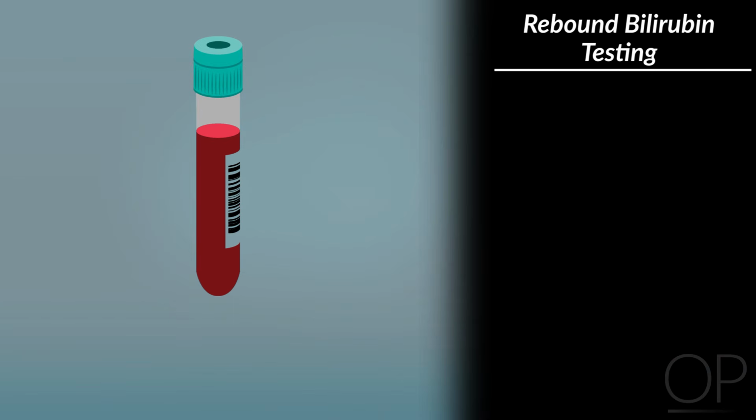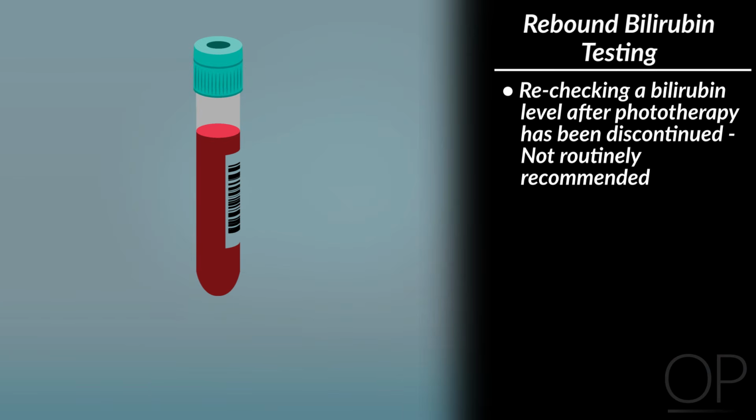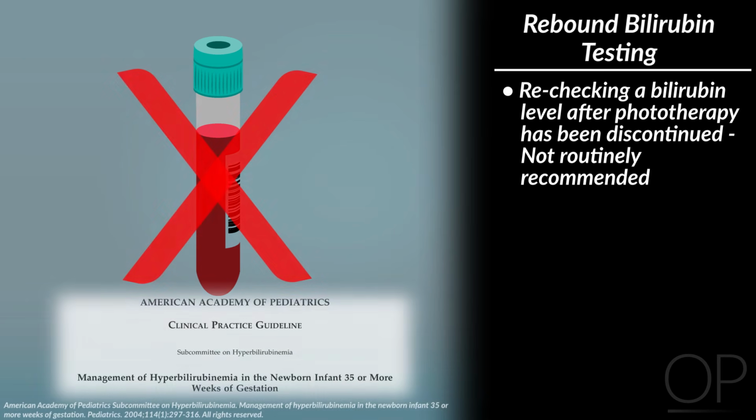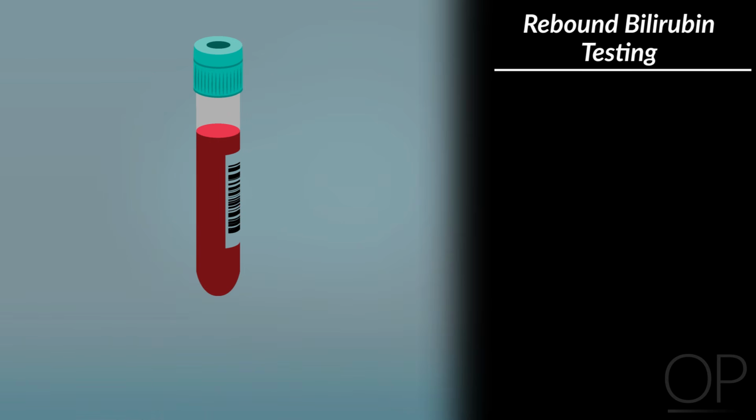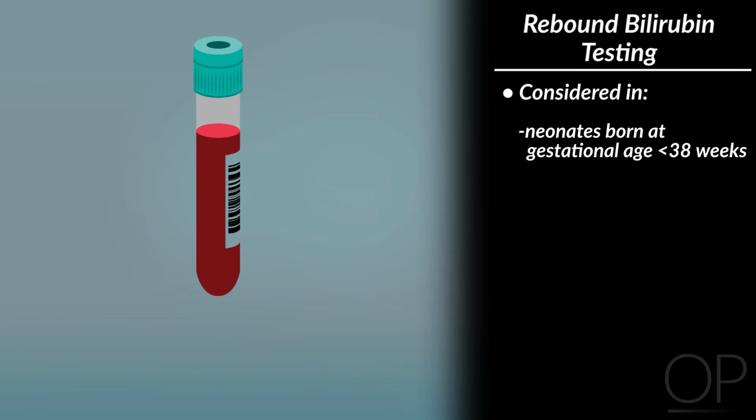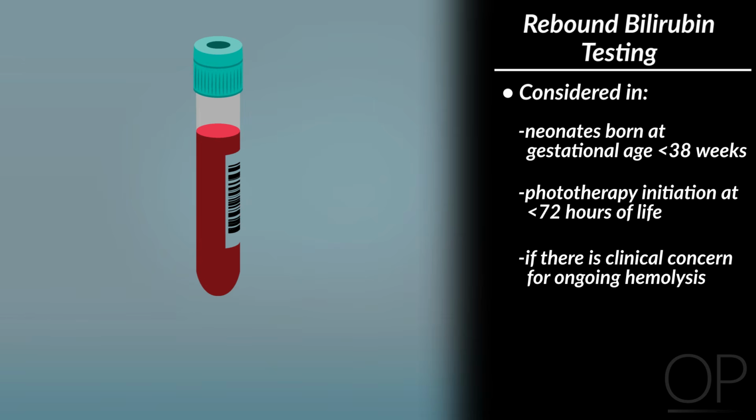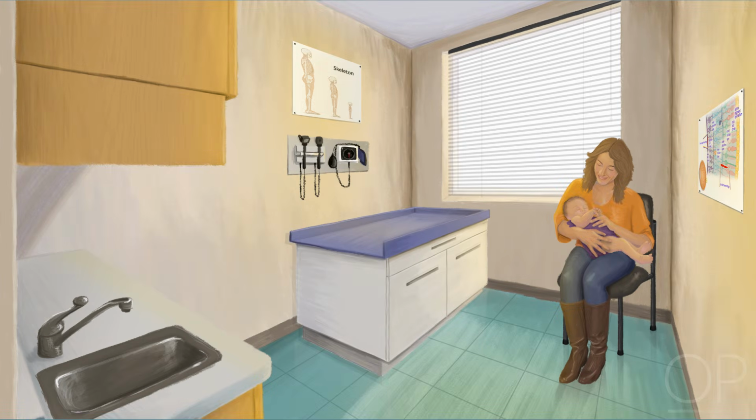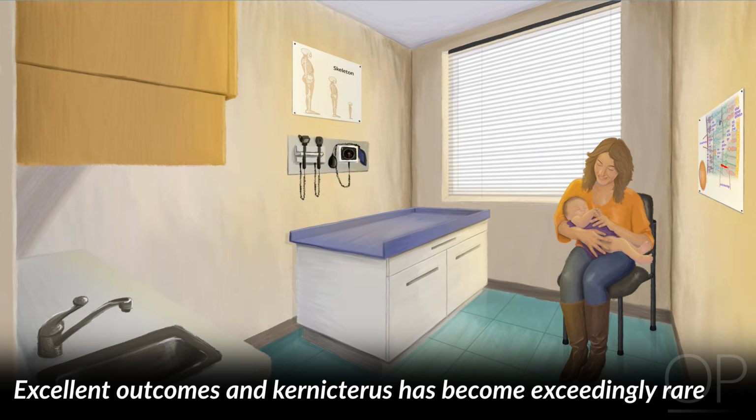Rebound bilirubin testing, that is, rechecking a bilirubin level after phototherapy has been discontinued, is not recommended by the AAP and in many cases is not indicated. Rebound bilirubin testing should be considered in neonates born at gestational age less than 38 weeks, phototherapy initiation at less than 72 hours of life, or if there is clinical concern for ongoing hemolysis, for example, in a neonate who is DAT positive, because neonates in these categories are at higher risk for rebound hyperbilirubinemia. With this approach, newborns with hyperbilirubinemia have excellent outcomes, and kernicterus has become exceedingly rare.